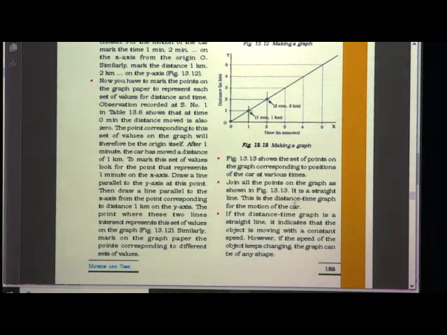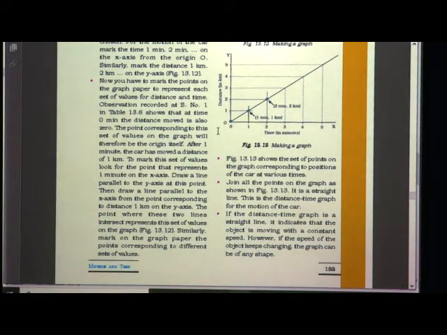So join all the points on the graph. After marking all these points of distance and time, you have to join these points. In figure 13.13 you have to draw a straight line. Here you can see that these points come in a straight line. When you join these points, it will show a straight line. If the distance-time graph is a straight line, it indicates that the object is moving with a constant speed.